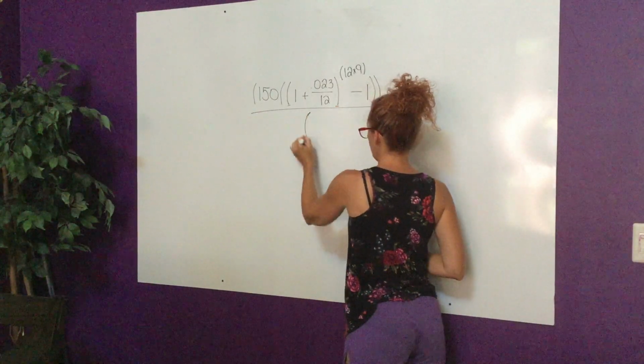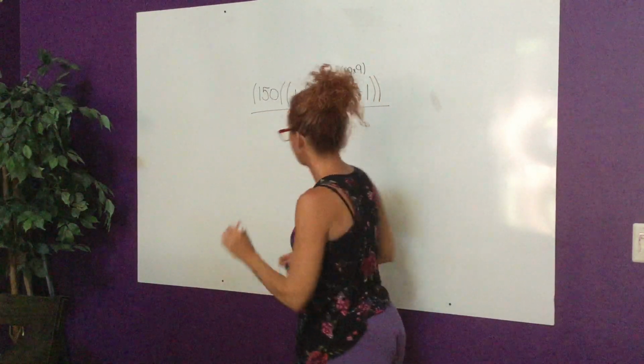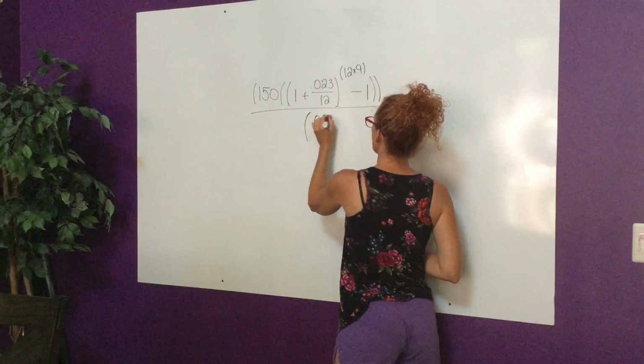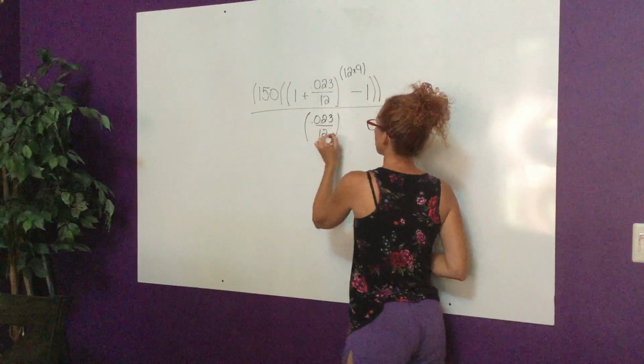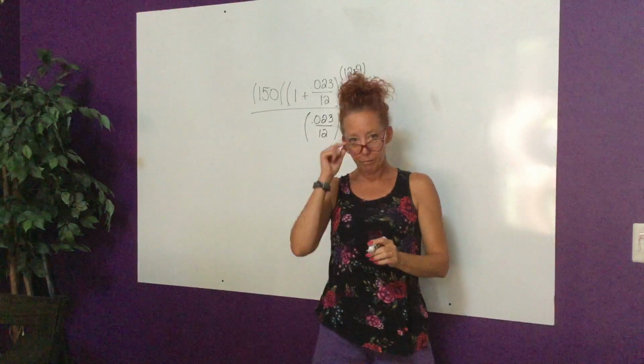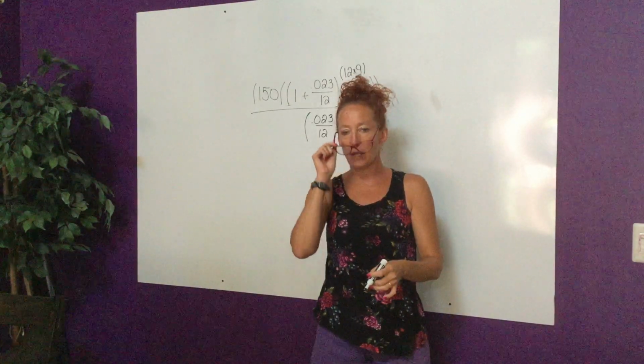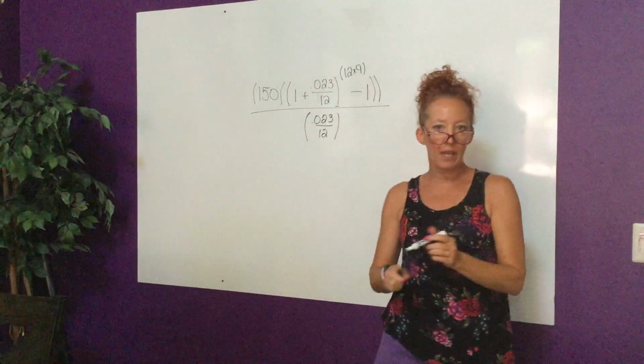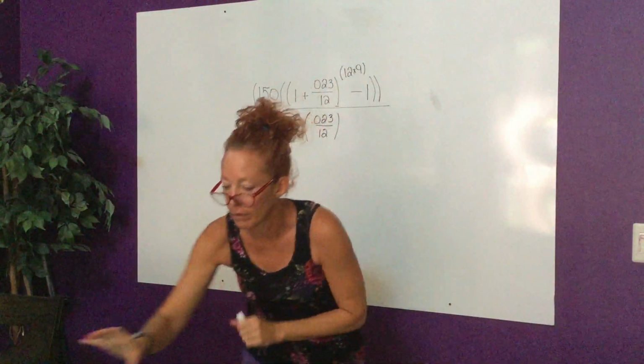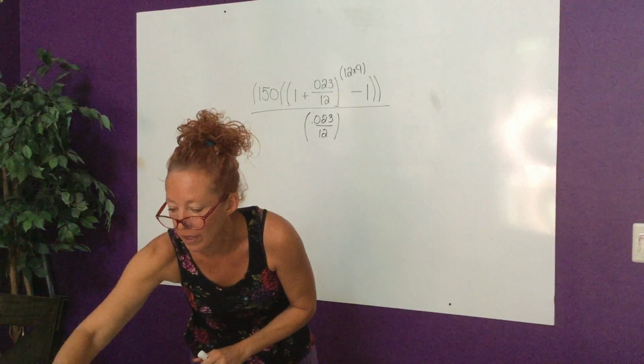You don't have a close to those 2 parentheses, so you need to double that right there. Divided by r over n. So divided by 0.023 over 12. So this is the deposit that happens over and over and over again. So find the formula that matches that, plug that all in, and you'll see what the answer is there.